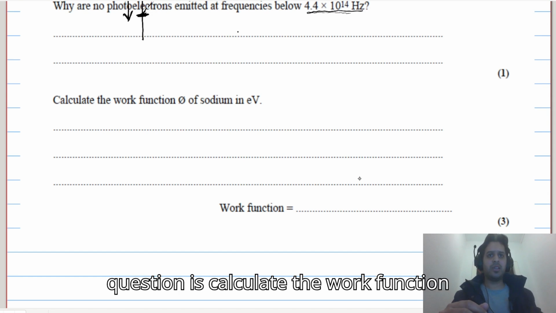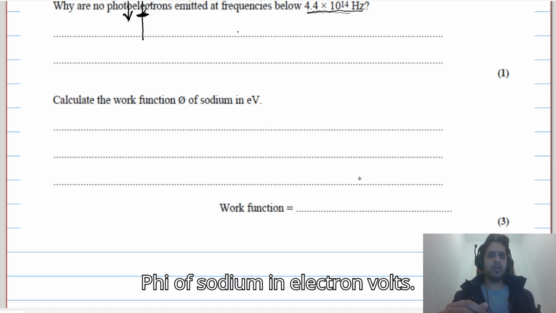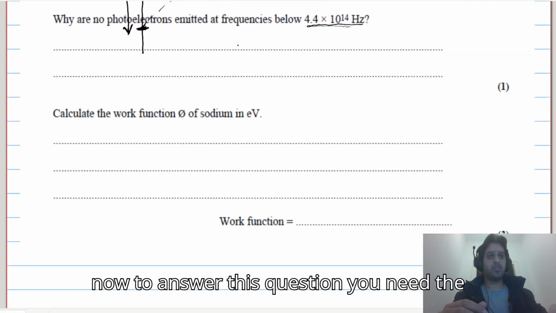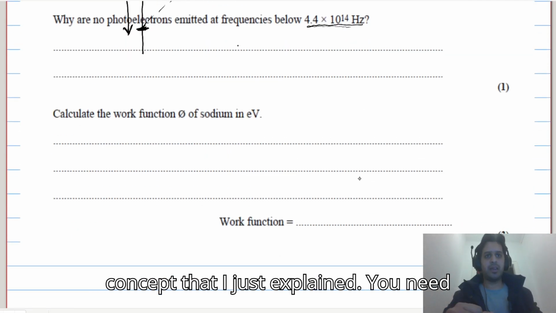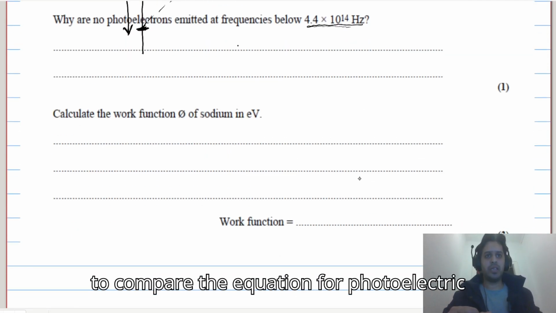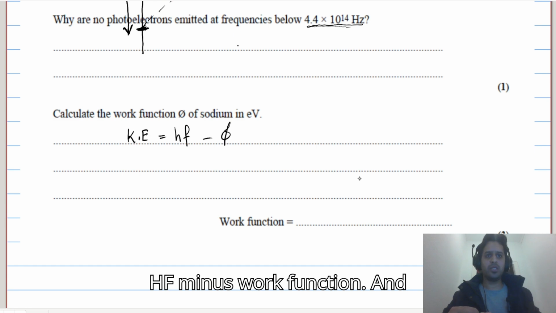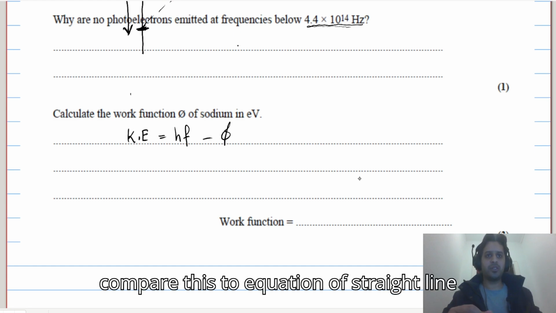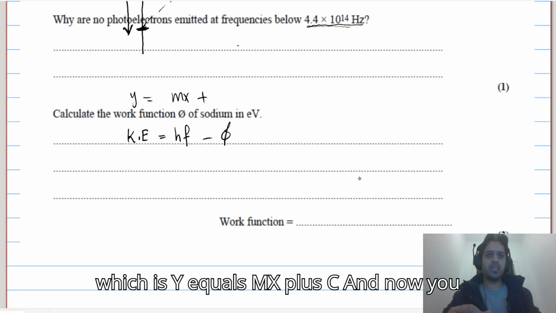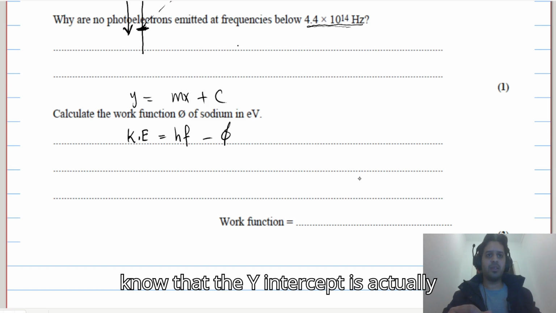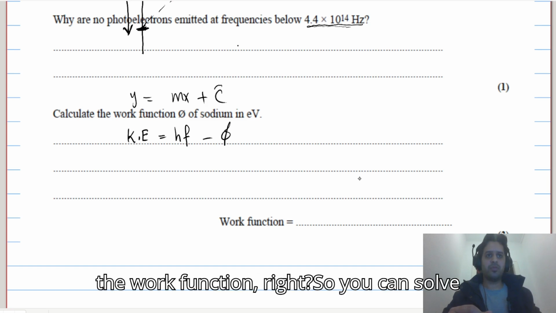The next question is: calculate the work function phi of sodium in electron volts. Now to answer this question, you need the concept that I just explained. You need to compare the equation for the photoelectric effect, which was kinetic energy equals hf minus work function, to the equation of a straight line, which is y equals mx plus c. And now you know that the y-intercept is actually the work function, right?